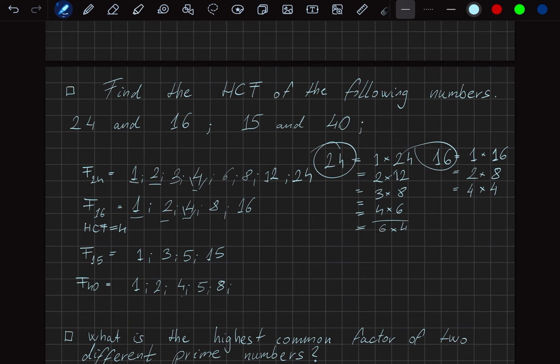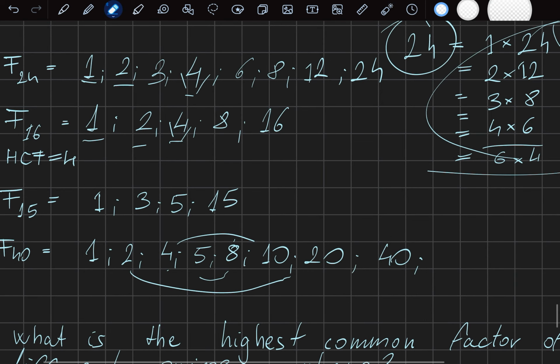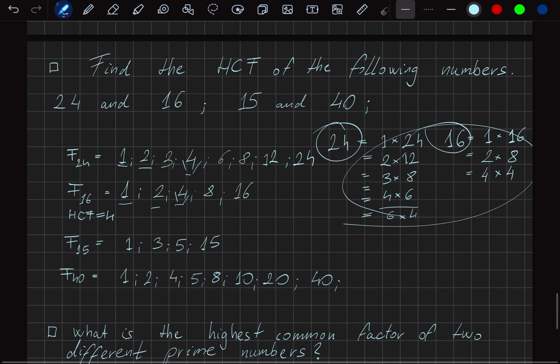And I will just search for the pairs of these numbers. So it will be 10, it will be 20. It's also a good method if you don't want to write everything like this, and it will be 40. Here I just realized that it's a good method. I didn't plan to solve it like this, but I didn't have much space. So the highest common factor here is 5. Okay, it's good.